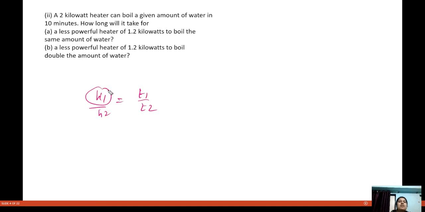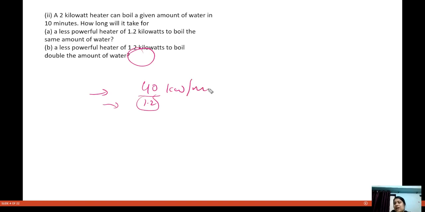Earlier we wanted to calculate 20 kilowatt, and now we want 40 kilowatt. Earlier our heater was giving 2 kilowatt, now it is giving 1.2 kilowatt. So here we don't need the proportion equation. We just need to calculate how much time it will take for 1.2 kilowatt to give 40 kilowatt minute of energy. How much time will it take?